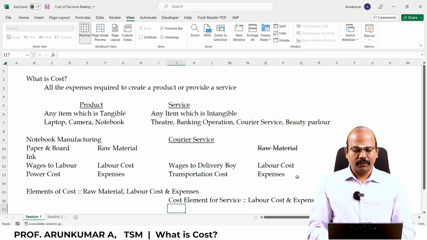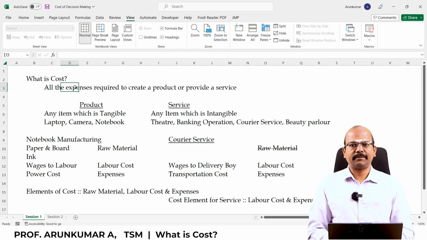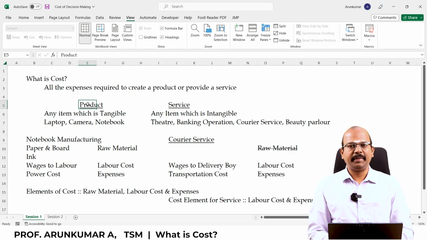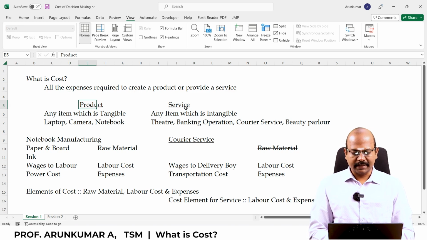So now we have understood what is meant by cost. Cost means all the expenses required to produce a product or provide a service. Product means we will be receiving a tangible item. Service means it is intangible, we can only feel. For that we have seen few examples. And based on what only we can produce the product, that's called an element of cost.